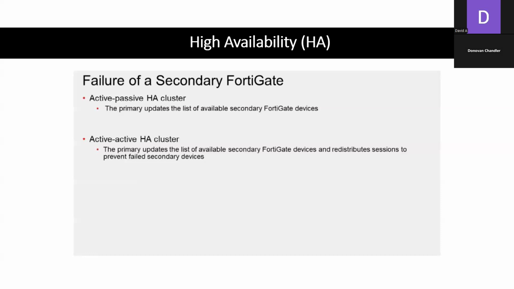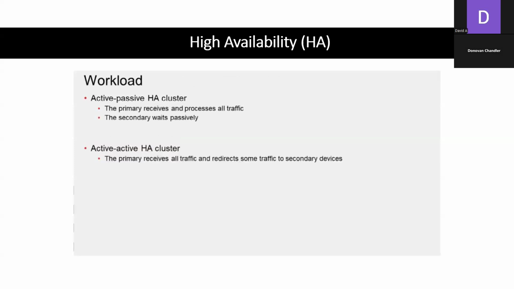So if a secondary FortiGate in an active HA cluster fails, the primary FortiGate, or the master, needs to say, "Okay, excellent. Hey guys, everybody was handling traffic. We have a failed secondary, or a failed slave. We're going to move some of these sessions to another slave FortiGate, so we can process that traffic." That's how failure of a secondary FortiGate operates within HA clusters, depending on the different HA modes. Okay, let's talk about workload.